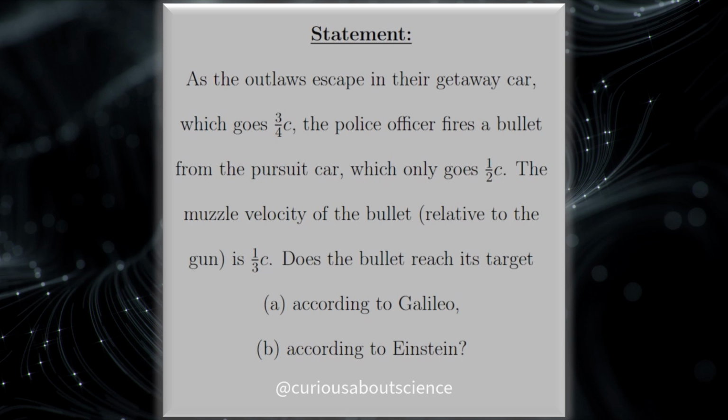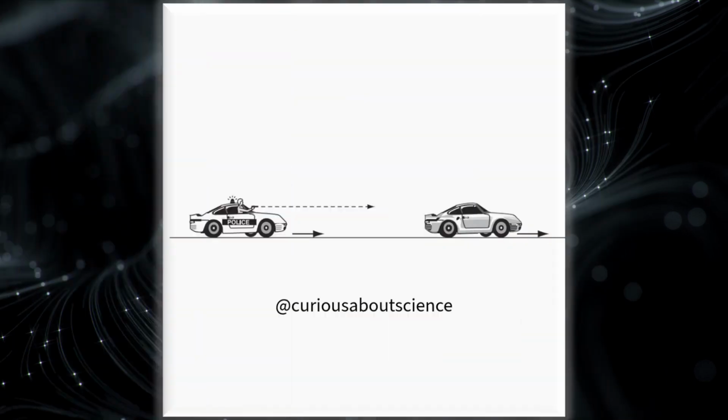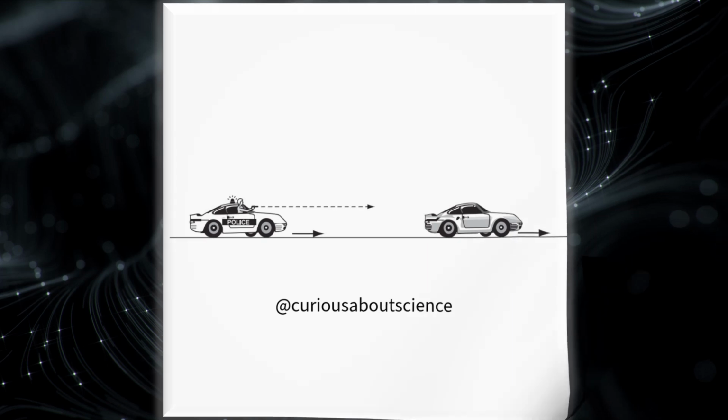And now we have to consider the two cases: A, according to Galileo, and B, according to Einstein. Fair enough. And what we see here is that we have the cop car traveling at half the speed of light, the gun shooting a bullet or projectile at 1/3 the speed of light. But this guy over here is traveling at 3/4 the speed of light. So pretty cool. All right, how do we tackle this?